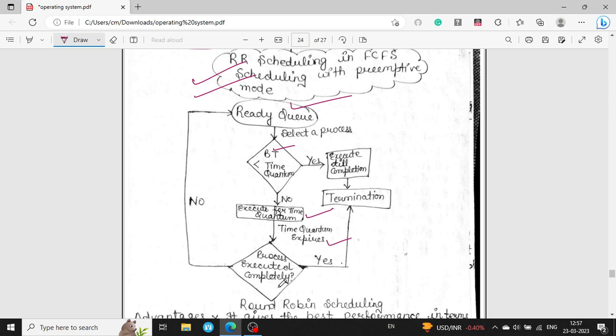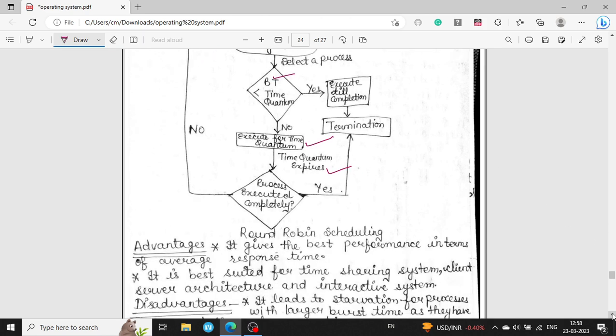But this process will be completed when it completes its total execution. You can see here the time quantum expires and it checks whether the process has executed completely or not. If not, then it goes into the ready queue. If completed, then yes, it will be terminated. Then it will go into the terminate state.